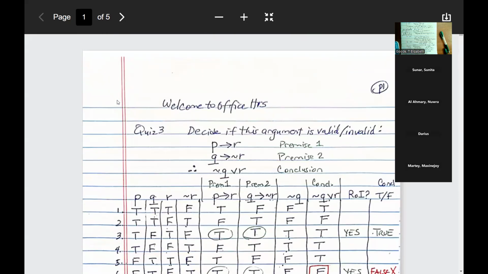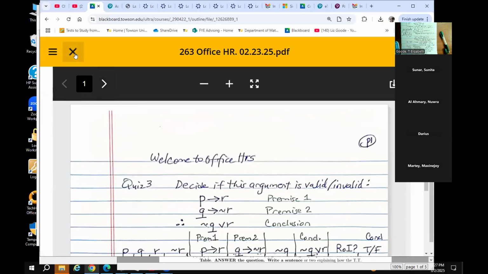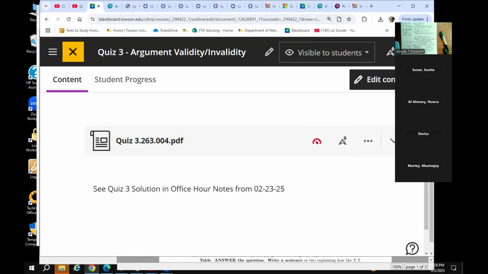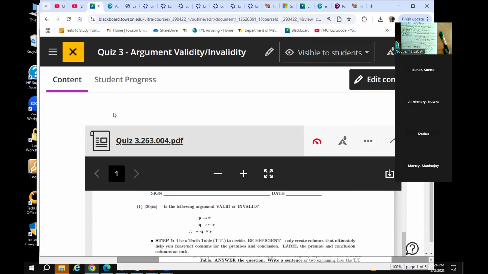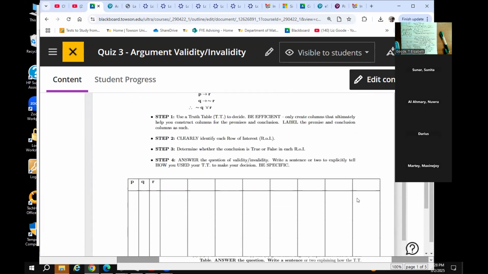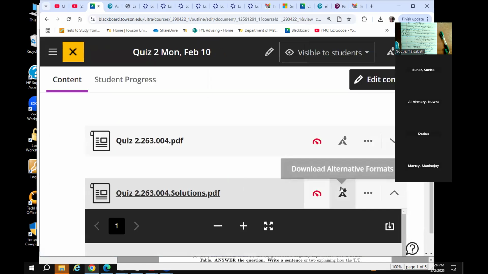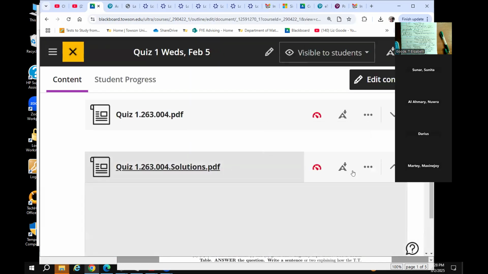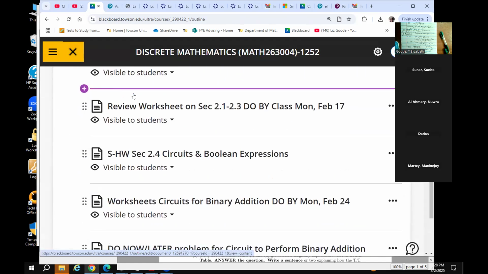There are a bunch of solutions here. Quiz 3 solution is here. A lot of solutions appeared. Solutions in the office hour notes from that same day. This was the argument, valid or invalid. Okay, so there's all kinds of good stuff. I think the quiz 2 solutions are right there, and quiz 1, the solutions are right there. All kinds of good stuff.